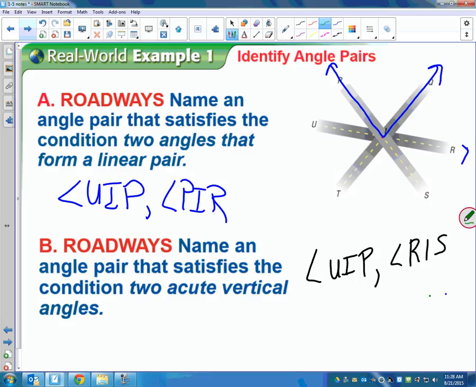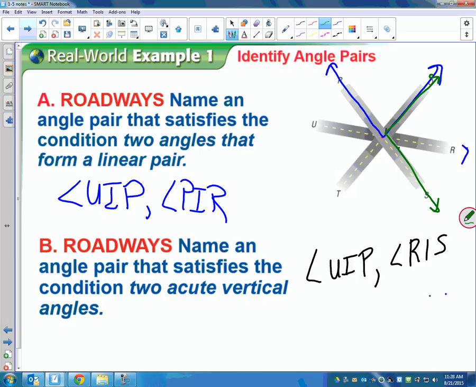UIS, QIS. Sorry, I was doing UIS. I think that's right. Because if you measured those two together, they make a straight line here. Share that side in the middle, opposite rays.